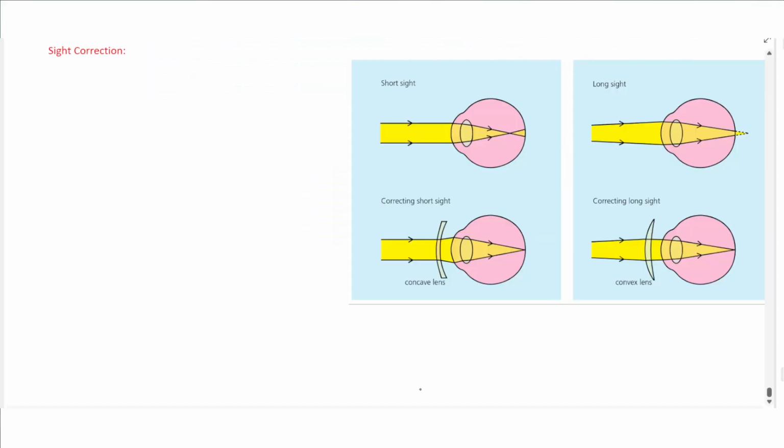Next, we talk about sight correction. If you have a short-sighted person, this means that the rays intersect before the retina. You need a concave lens to correct that. It makes the rays diverge and then converge at the right position at the retina. If you have a long-sighted person, that means that the rays without a lens meet behind the retina, or beyond the retina. You need a convex lens to make the rays converge more to meet at the correct position of the retina.